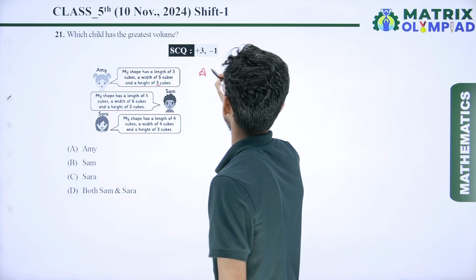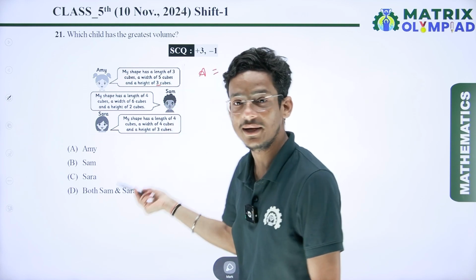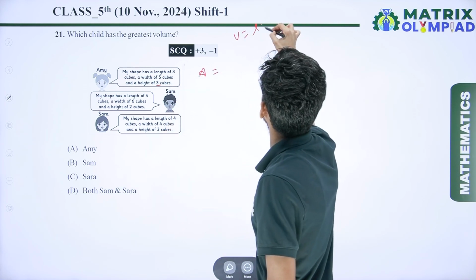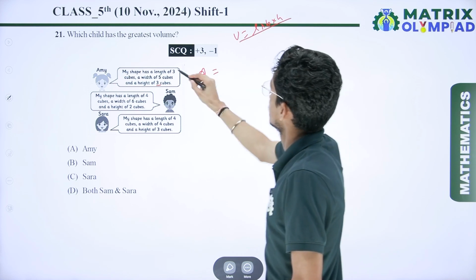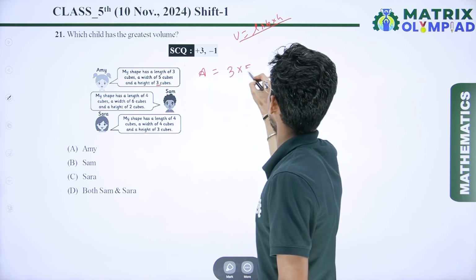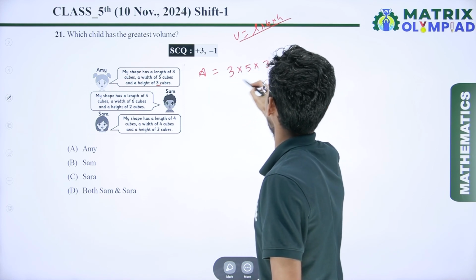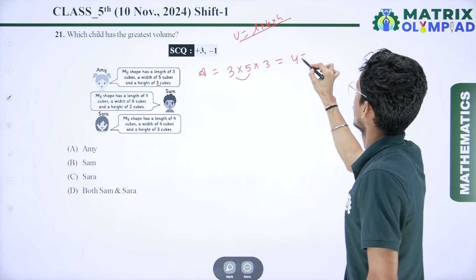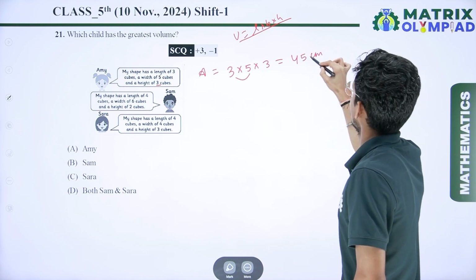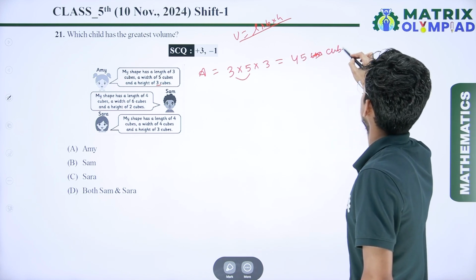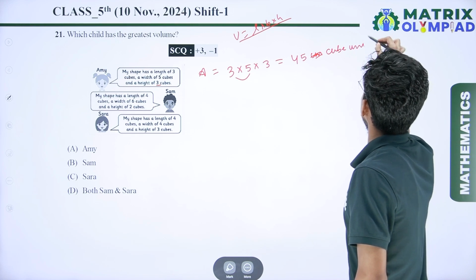For Amy's, I can say length multiply breadth multiply height. We know the volume is length multiply breadth multiply height. So 3 multiply by 5 multiply by 3. 5 3s are 15 and 15 3s are 45 cube unit.